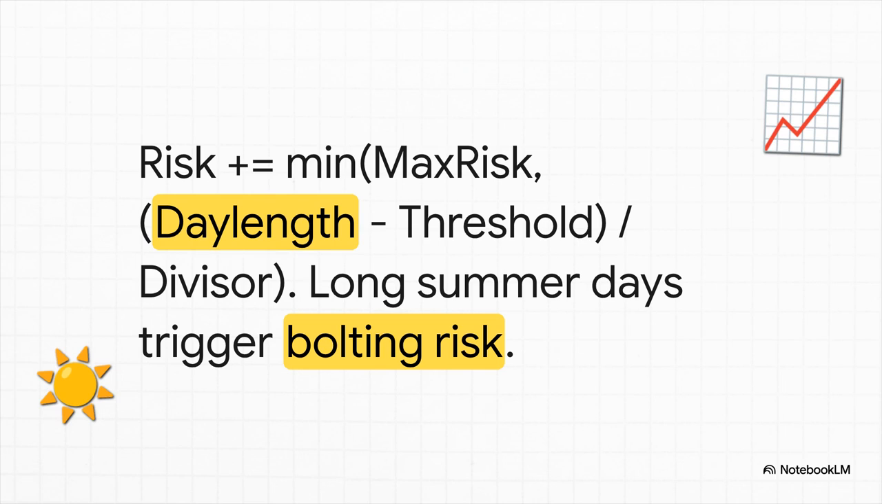Hey, remember that photoperiod accelerator we talked about? Well, here's its dark side. Every single day that the day length is over a certain threshold, it adds a little bit to a cumulative bolting score, pushing the plant closer and closer to flowering.